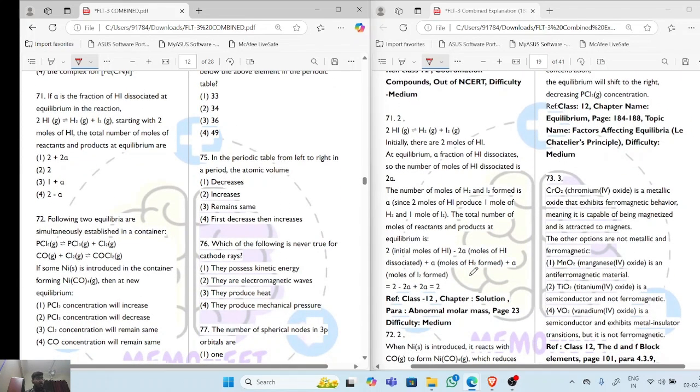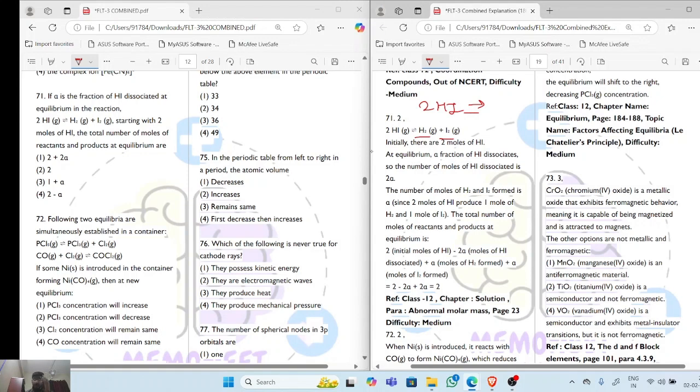Now comes to question number 71. The alpha is the fraction of HI dissociated at equilibrium in the reaction 2HI gas gives hydrogen gas plus iodine gas. Starting with 2 moles of HI, the total number of moles of reactant and product at equilibrium is. Okay, so the given reaction is 2HI giving hydrogen gas plus iodine gas.